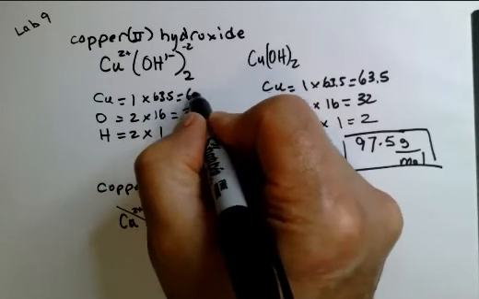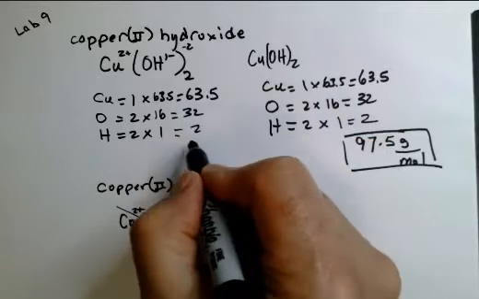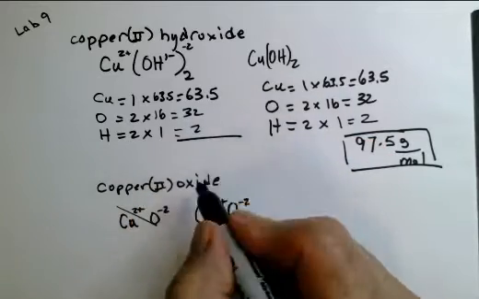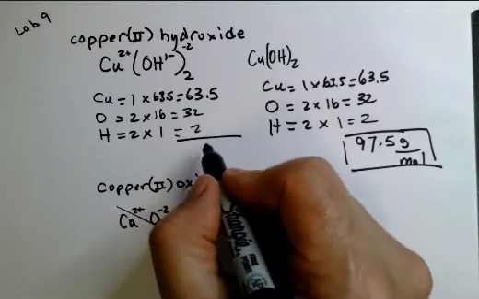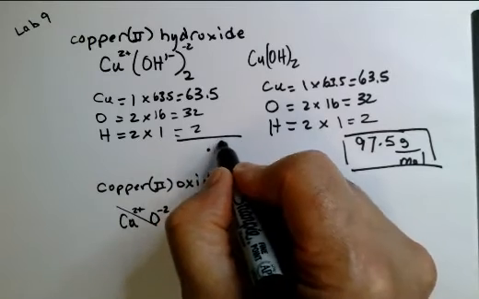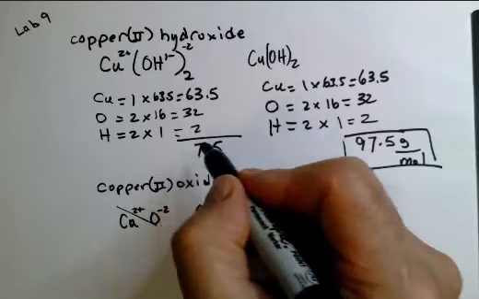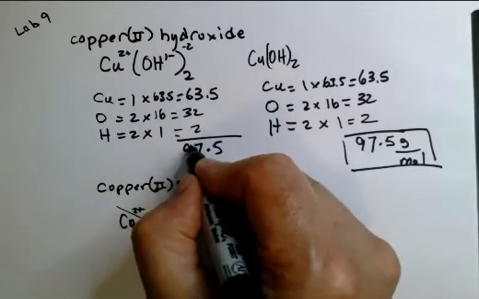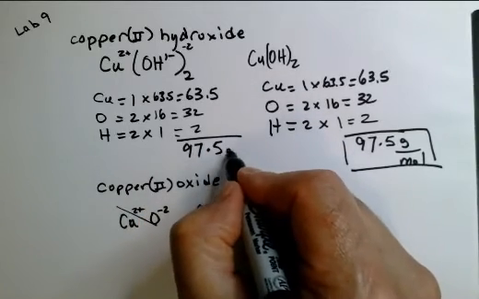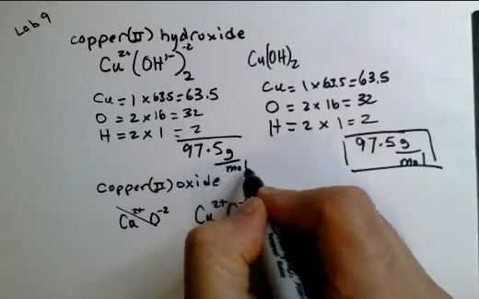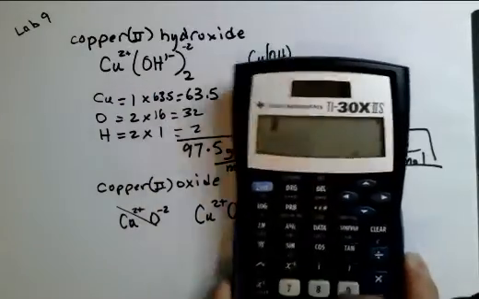So let's put 63.5 and let's see if we can add this up by hand. This is kind of scary. Let's bring this decimal down. That 5 comes down. 3 plus 2 plus 2. We've got a 7 here. 6 plus 3 is 9. 97.5 grams per mole.